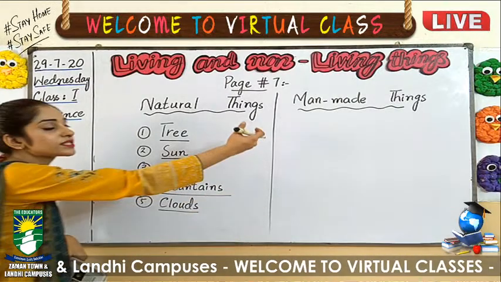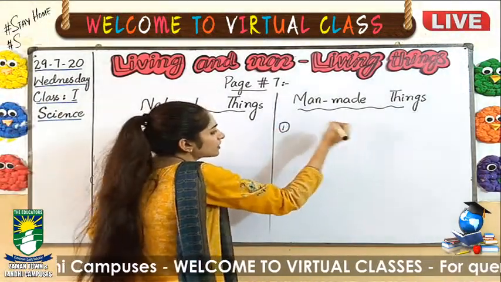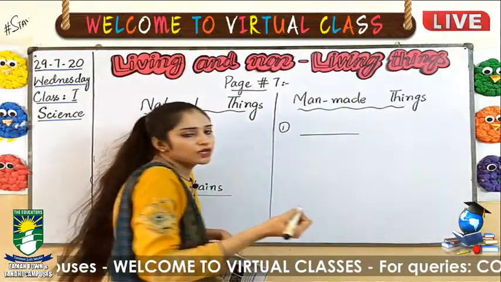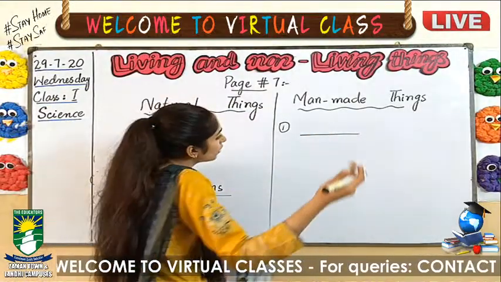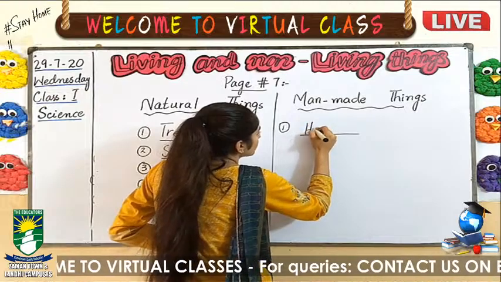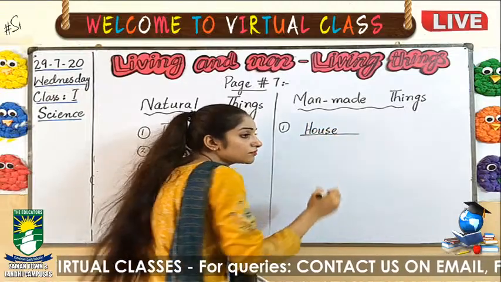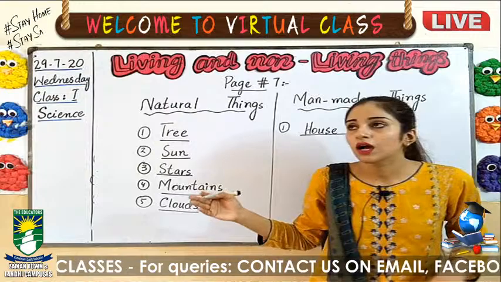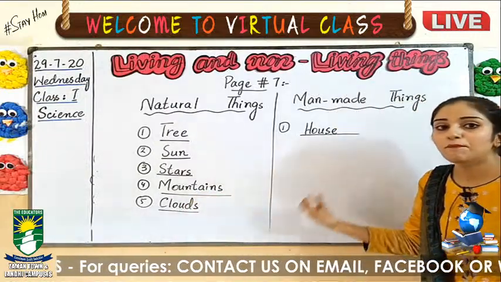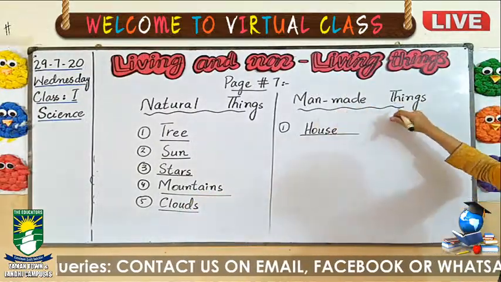Let's move towards the man-made things. Number 1. Here you can write the names of non-living things. House. House is a man-made thing. We can make a house, right? These all houses are made by man. So house is a man-made thing.